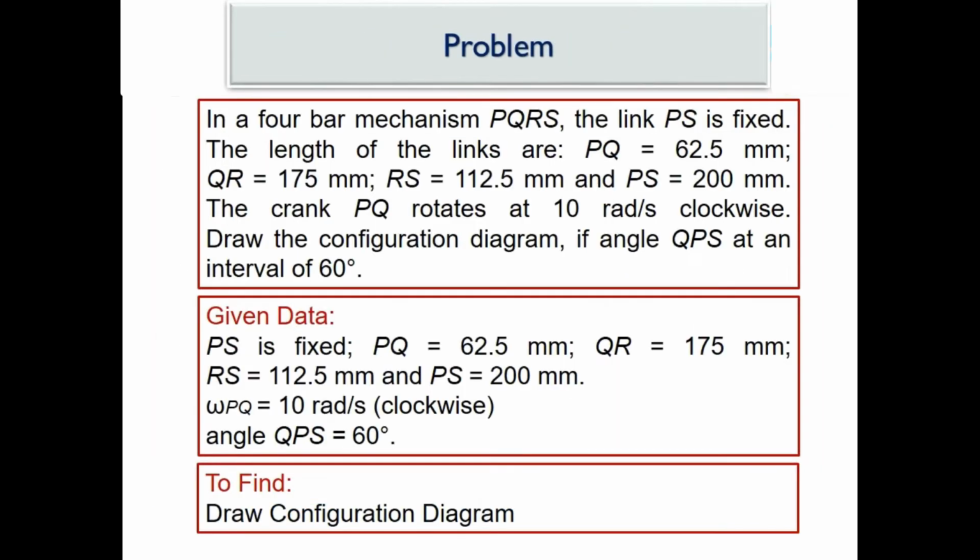Let us take one example, a numerical example, to illustrate the construction of configuration diagram. The numerical problem goes like this. One link is fixed, which is PS here, then other lengths are known, and also one angle QPS, 60 degree, is given. The given data are listed one by one, as always we do in all numerical problems. So our aim is to learn how to construct the first step of any analysis, known as configuration diagram.